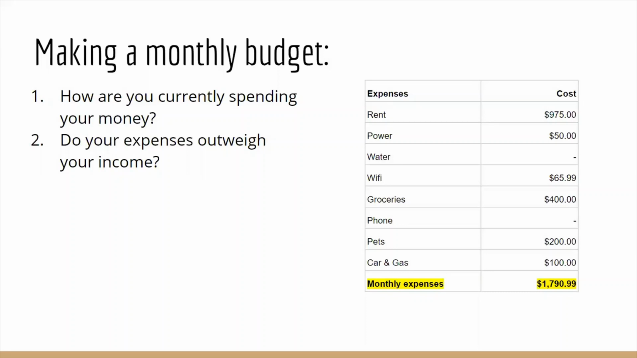So you look at the final monthly expenses you have, and you have to consider whether or not they outweigh your income. Based off of the monthly expenses at the bottom, my income would need to be at least $1,790.99 to meet all of my monthly expenses. If not, I would have to considerably cut back in certain areas of my budget or increase my income.